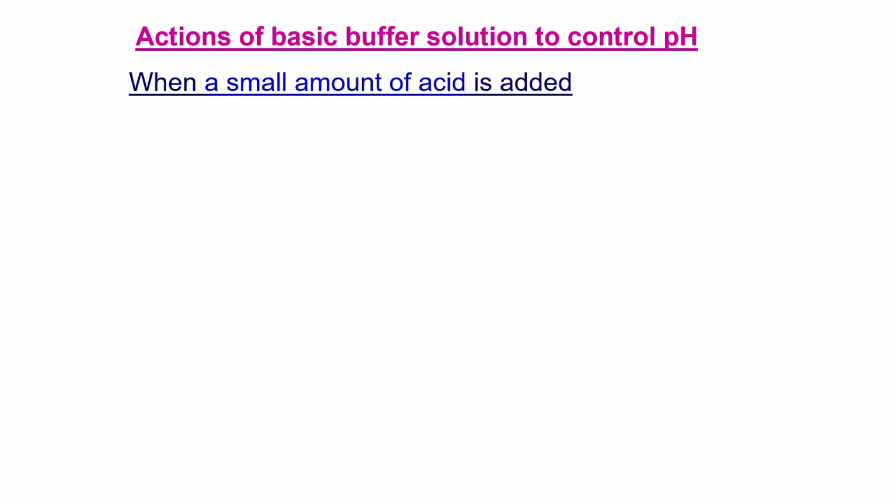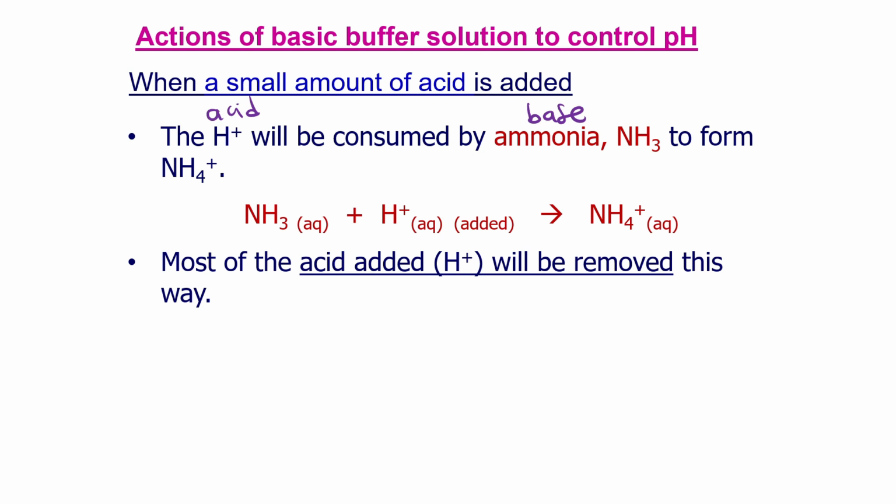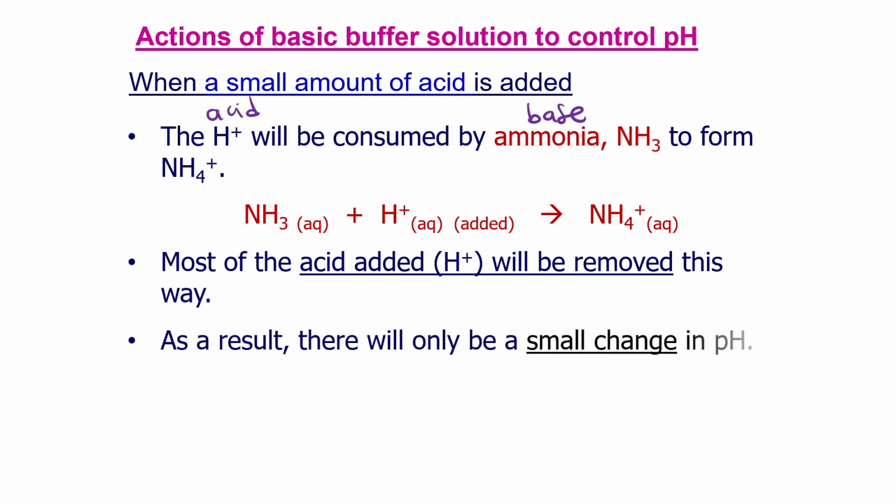So action of basic buffer solution to control the pH. When a small amount of acid is added, H plus will be consumed by ammonia, because H plus is acid, the ammonia is a base. So base dia akan consume acid newly added to form NH4 plus. Most of the acid added, H plus, will be removed this way. Thus, as a result, there will only be a small change in pH.